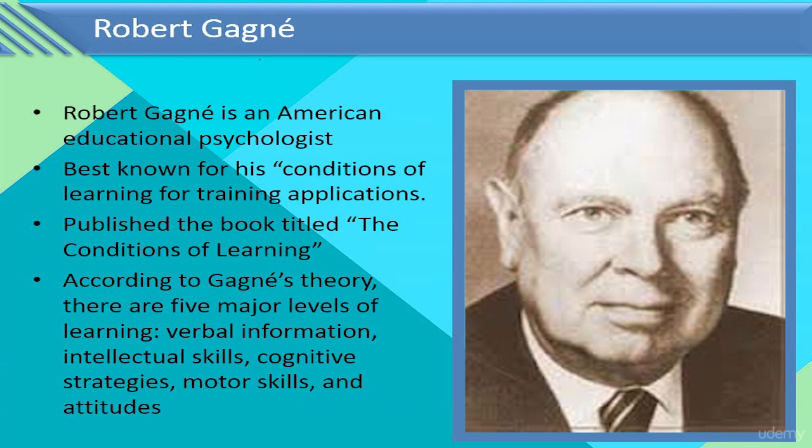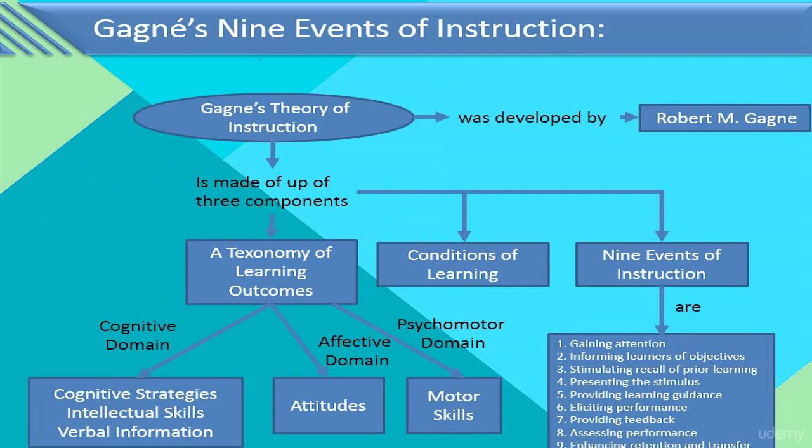According to Gagne's theory, there are 5 major levels of learning, including verbal information, intellectual skills, cognitive strategies, motor skills, and attitudes. Each of these levels requires a different type of instruction. Take a look at the table that lists each learning outcome with appropriate examples. Even though Gagne's level of instruction covers all aspects of learning, his theory mostly focuses on intellectual skills.